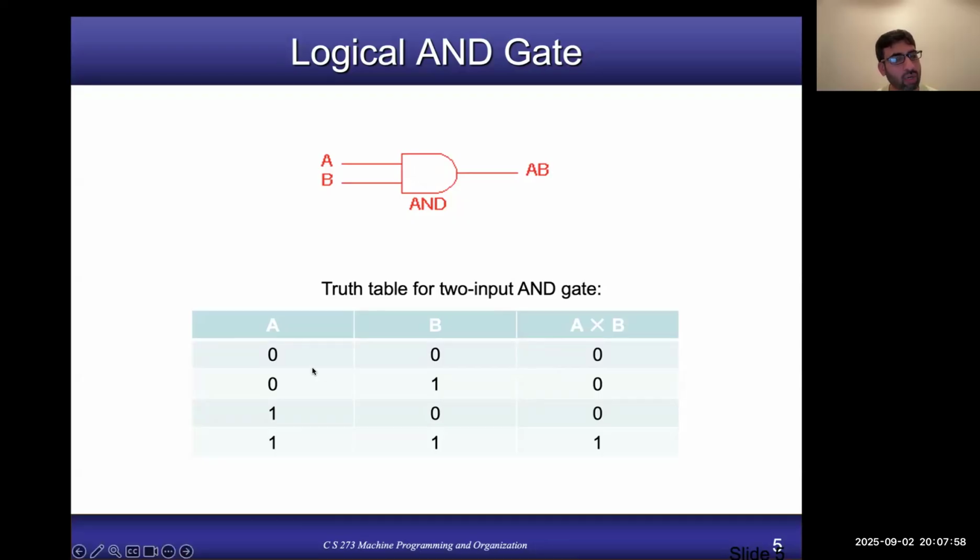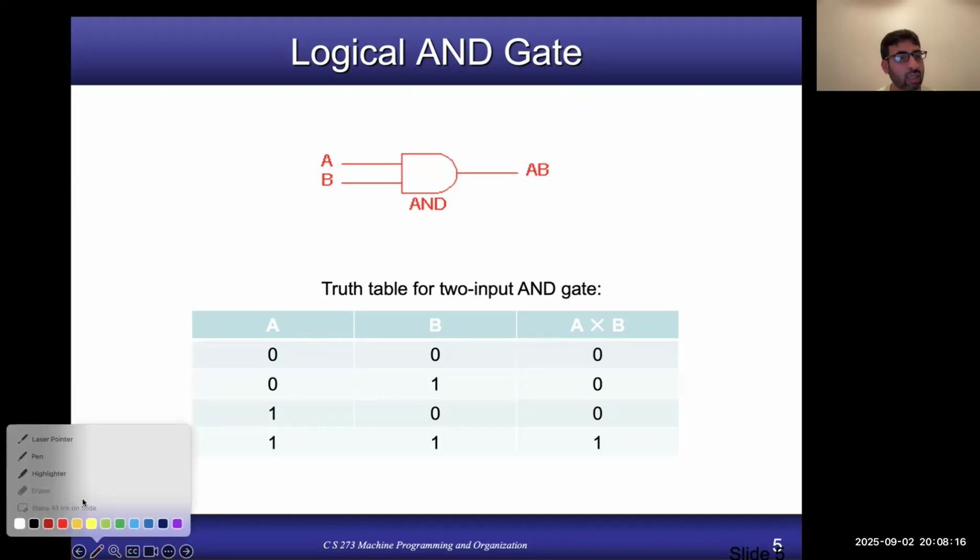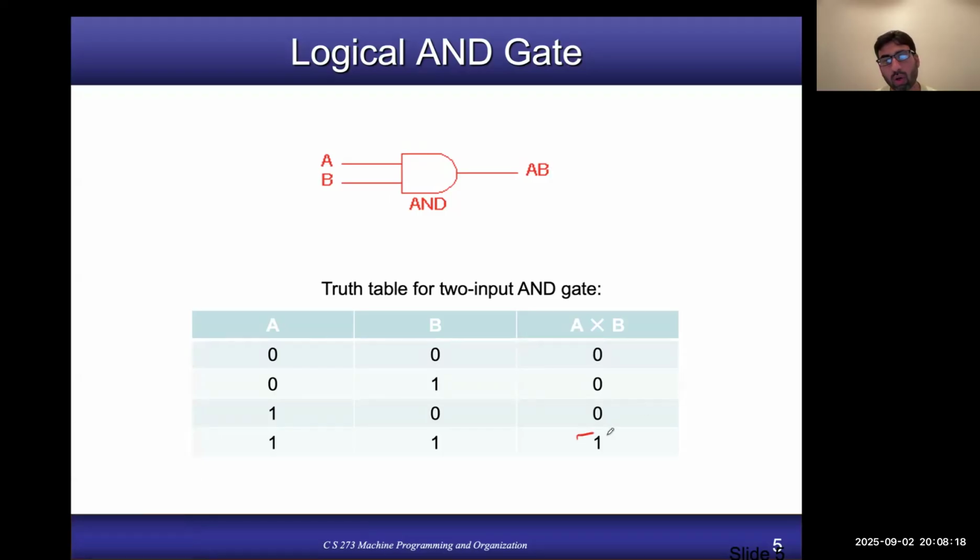Okay, and how does the AND operation work? If both inputs are 0, A and B both 0, the output is 0. If any one of A or B is 0, that is 0, 1 or 1, 0, the output is 0. And the output is 1 only if both inputs are 1. So basically we are saying that the output is 1 only when both inputs are 1. If any one of the inputs is 0, the output will be 0, right? So this is the AND operation.